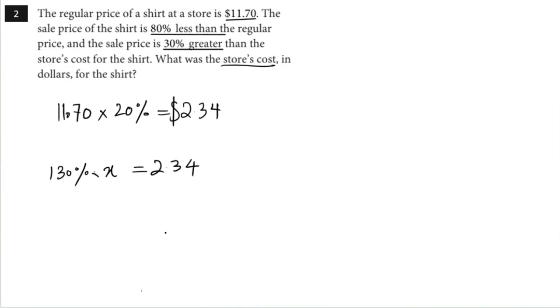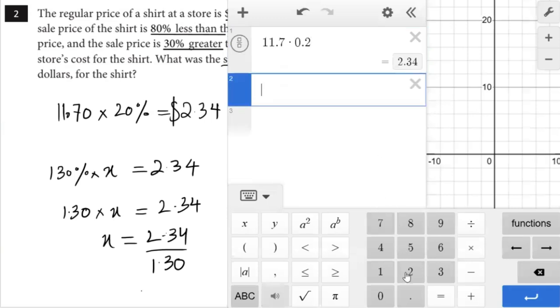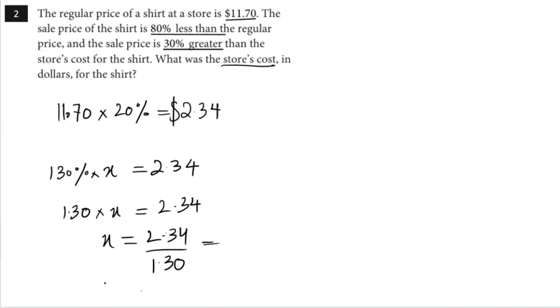This is what we mean by a reverse percentage question, because you know the current price, but you do not know the original price or the cost price. So X is going to be 2.34 divided by 1.30. Let's get this. So 2.34 divided by 1.30, and that gives you $1.8. That is the cost price of the shirt.